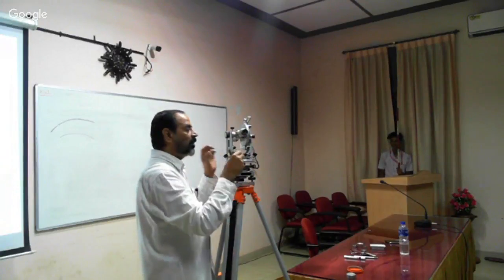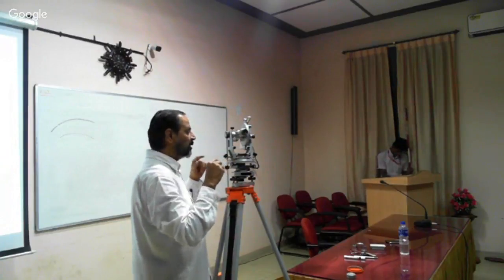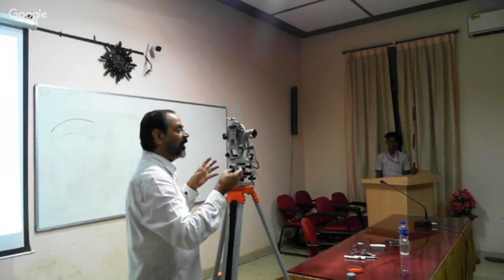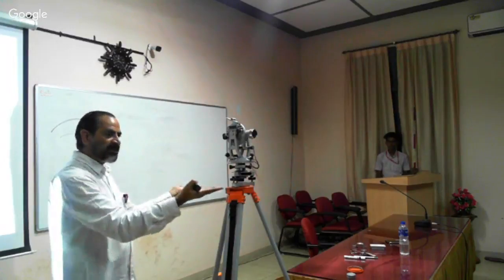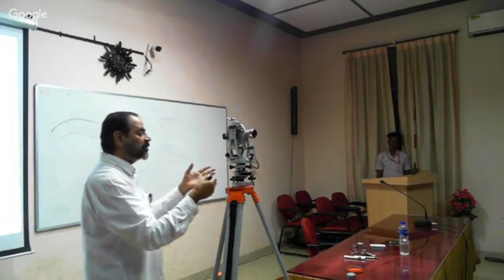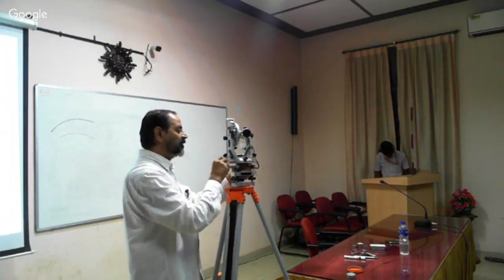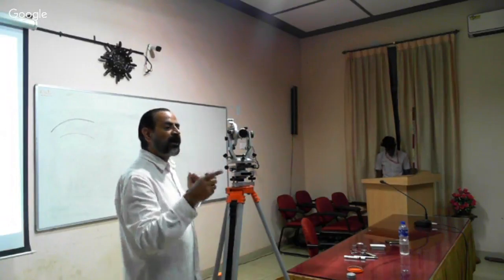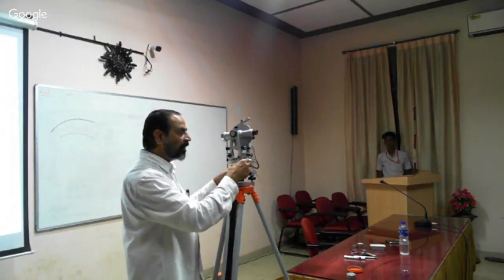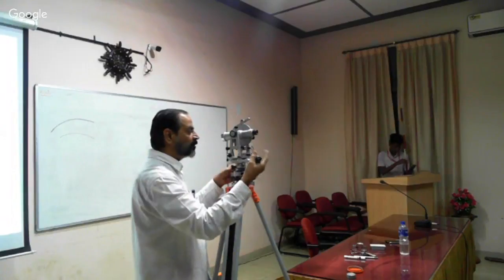Now look at the values in the horizontal circle. After making the bubble center, the instrument is level. Now we have to measure the horizontal angle between the two objects, in the horizontal plane, with respect to the horizontal circle. What should we do first? Make the vernier read 0, using the lower plate clamp screw and the upper plate clamp screw.